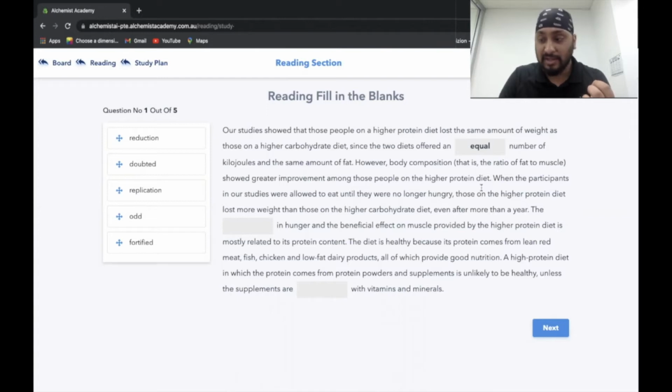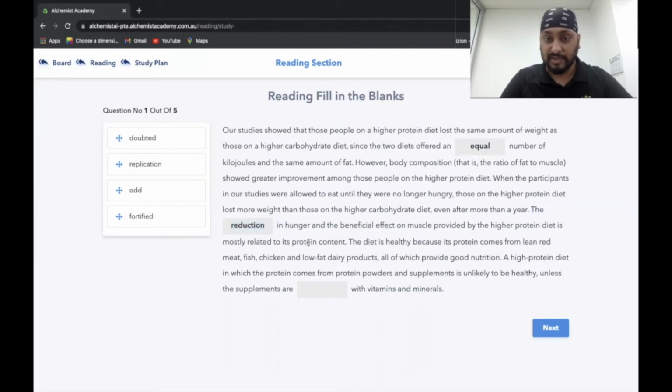The dash in hunger and the beneficial effect on muscle provided by higher protein diet is mostly related to protein content. The dash in hunger. So what are we talking about over here? We are talking about the hunger basically going down. After the word "the," you also need a noun. In this case, you've got reduction and replication. I cannot say replication in hunger. We can talk about the reduction in hunger.